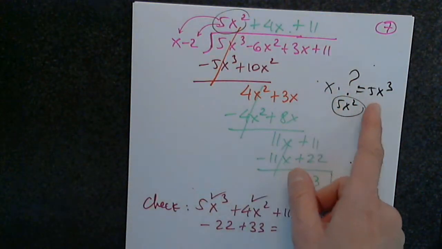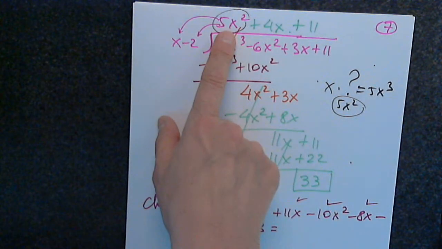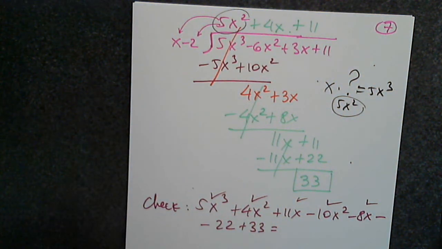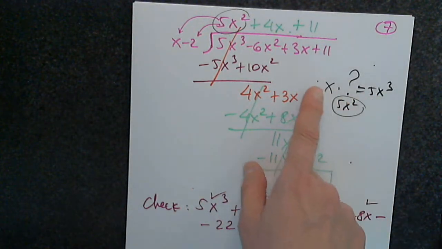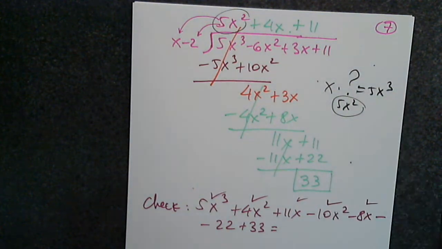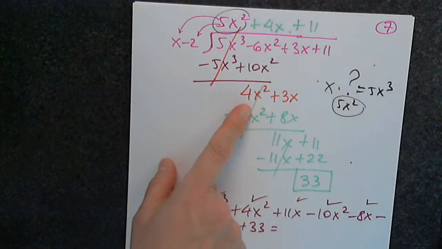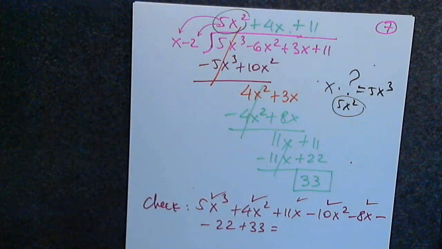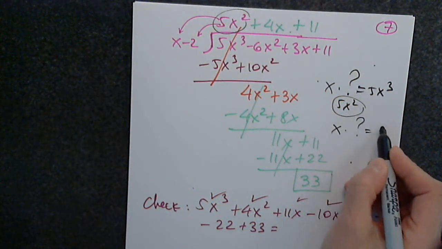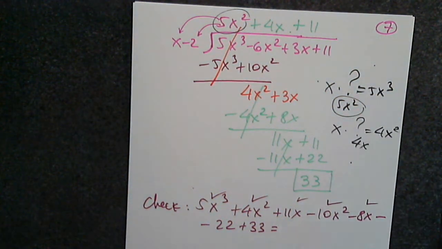So x times what quantity is 5x cubed? It must be 5x squared. 5x squared times x is 5x cubed. Copy the base and add the exponents. Is that okay? So for the next one, where I have 4x squared, x times what is 4x squared? Well, 4x. Only 4x times x would be 4x squared. Is that better?